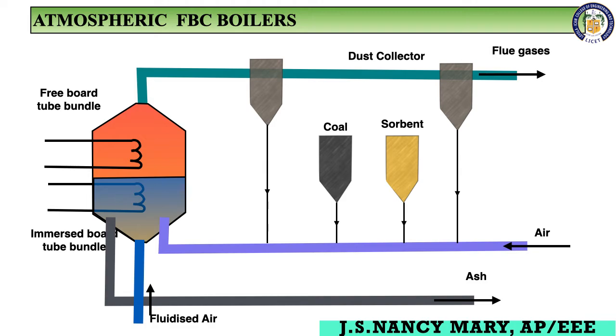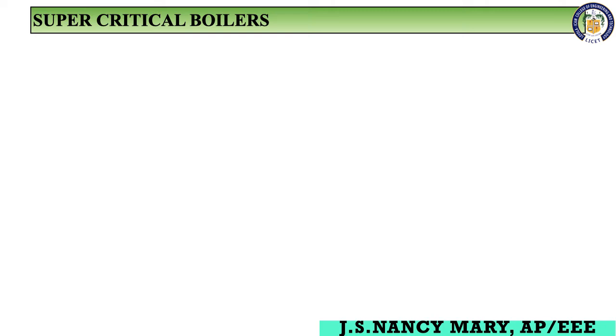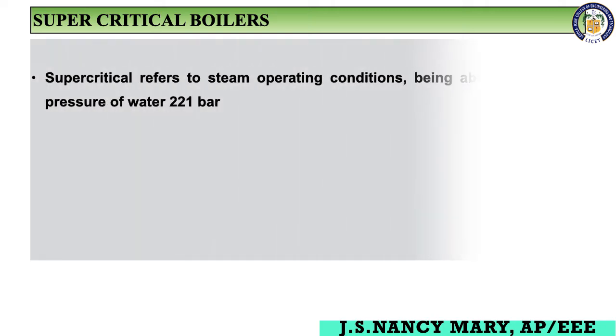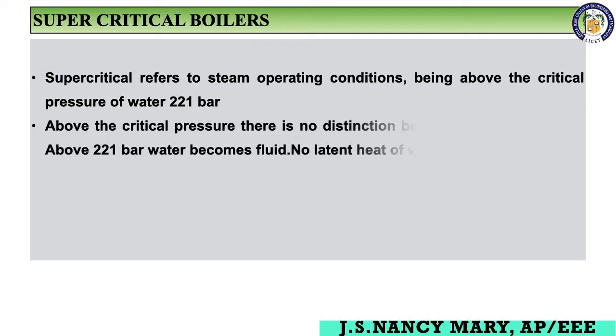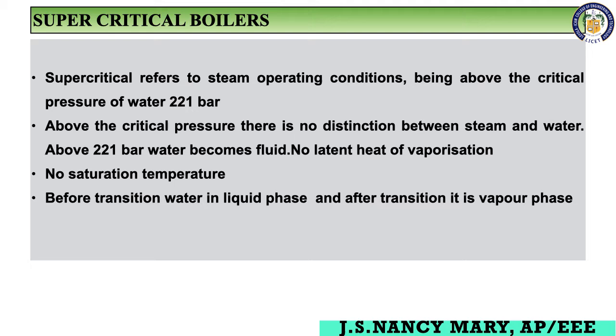Now we are going to supercritical boilers. Supercritical boilers means this boiler will have the pressure at 221 bar, that is, above 221 bar. Above this 221 bar, there is no distinction between steam and water. There is no difference at all. The water will become a fluid. So there is no saturation temperature at all. It is always done in one throughput. So this is the supercritical boiler. We will see that.